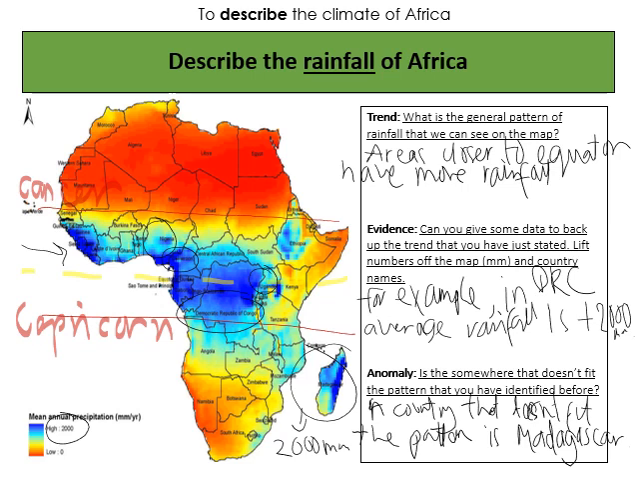Then you would do the same thing talking about areas that have very, very little rainfall. So you talk about those areas closer to the tropics, so places like Mali, Niger, Chad. And then you'd also talk about places in southern Africa, in places like Namibia, South Africa and Botswana. And then you'd talk about anomalies. So an anomaly might be Kenya, Somalia, Ethiopia, which have very low levels of rainfall, but they are also found along the equator.